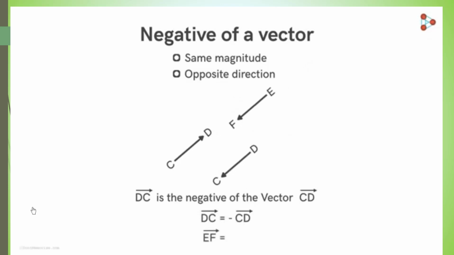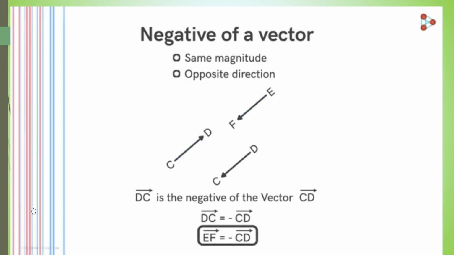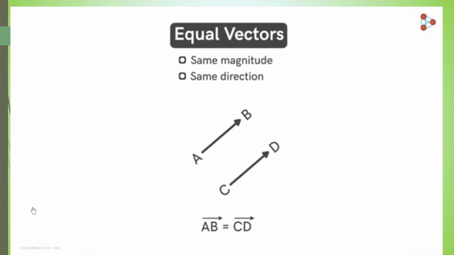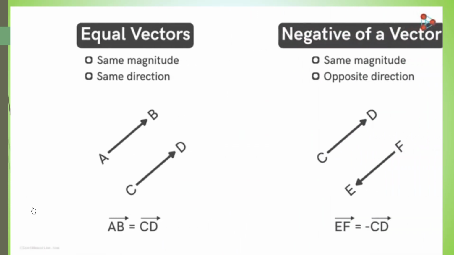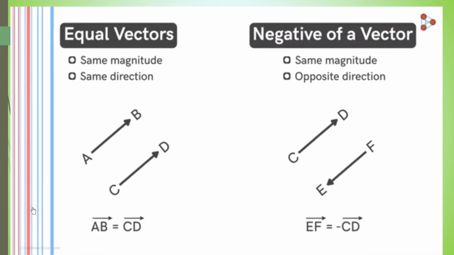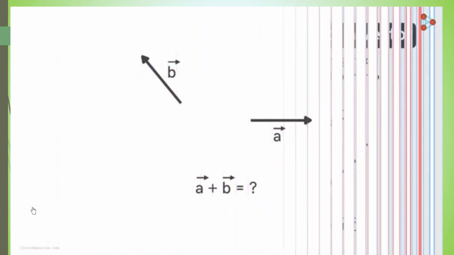So DC is equal to minus CD, and another vector EF is also the negative of CD. So if two vectors have the same magnitude and opposite direction, they are called negatives of each other. And if two vectors have the same magnitude and same direction, they are known as equal vectors. Same magnitude, opposite direction: negative of a vector. Same magnitude, same direction: equal vectors.